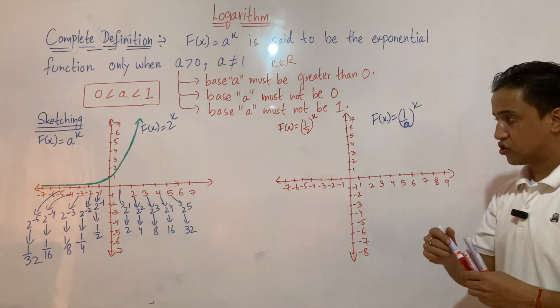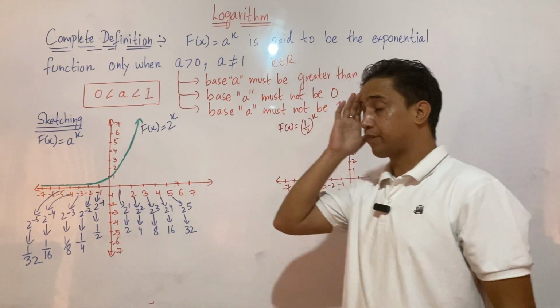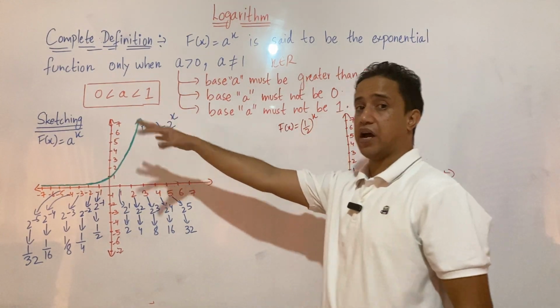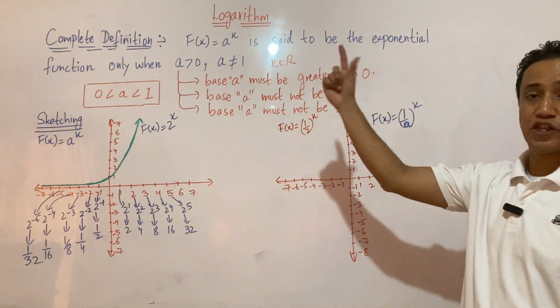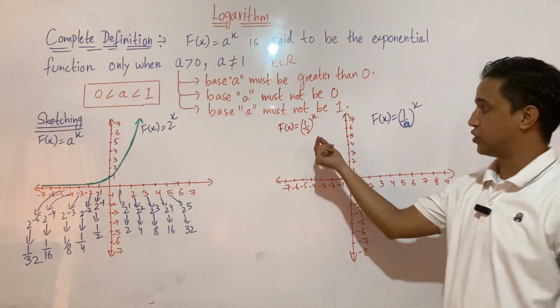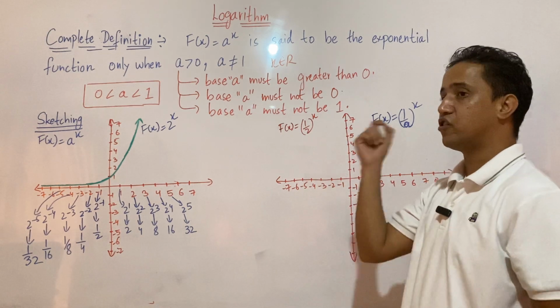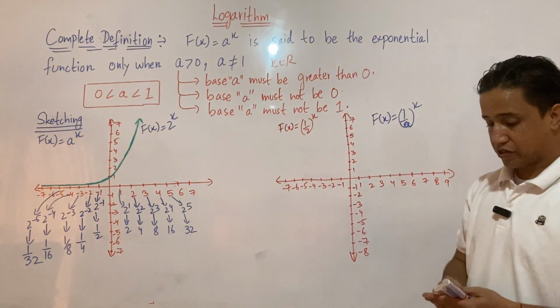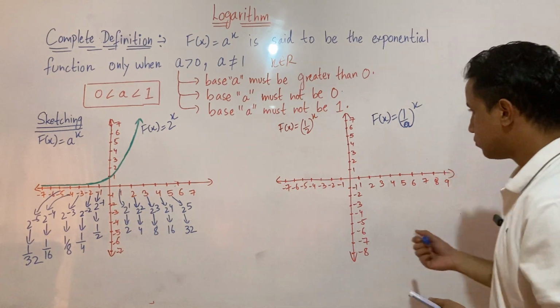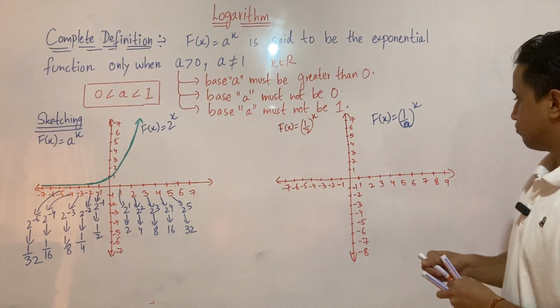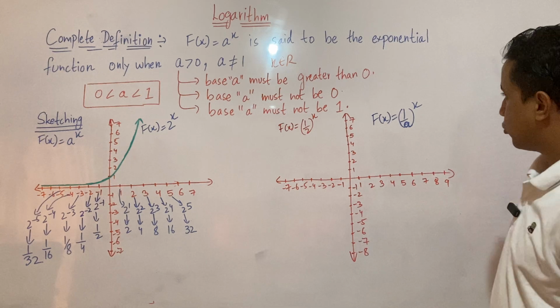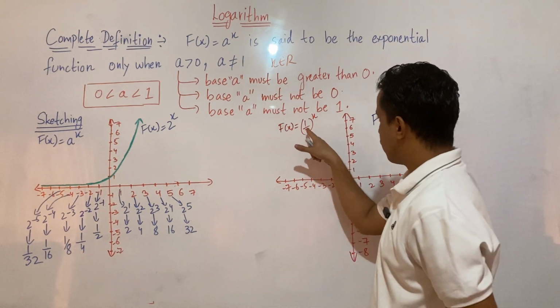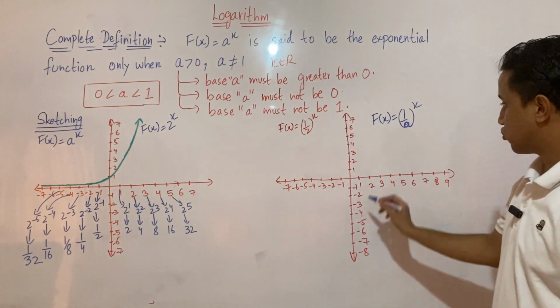All right, so now you can see here on the left side I have done it for 2 raised to the exponent x. So here I'm going to take the value of a between 0 and 1, right? Okay, so let's get started. If we put the value of x as 0 here, it's going to be 1.